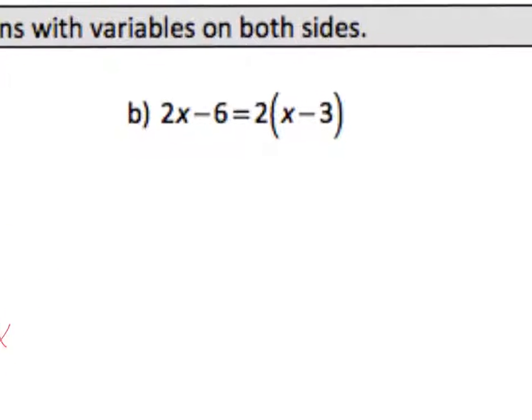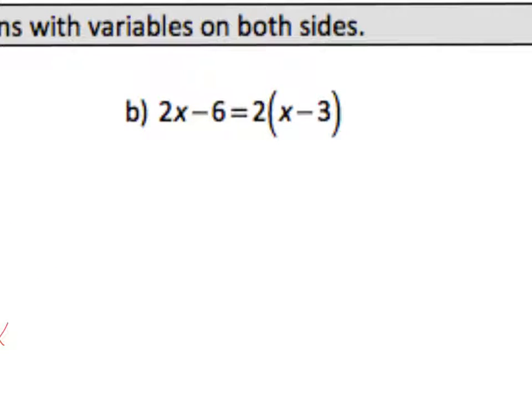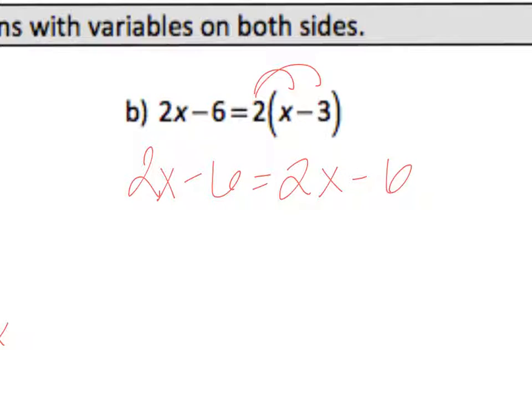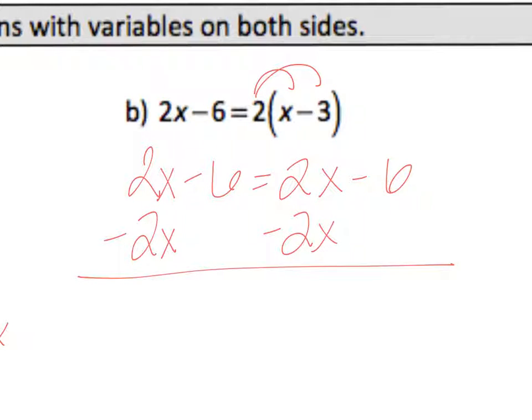All right, in B, here we go, another type of example. Again, I've got to simplify both sides. So I'm going to go ahead and distribute this 2. And I'm going to move variables to the left this time. So I'm going to go ahead and subtract this 2x. But something weird happens when I do this. 2x minus 2x gives me 0. Okay, well that gave me 0 too.